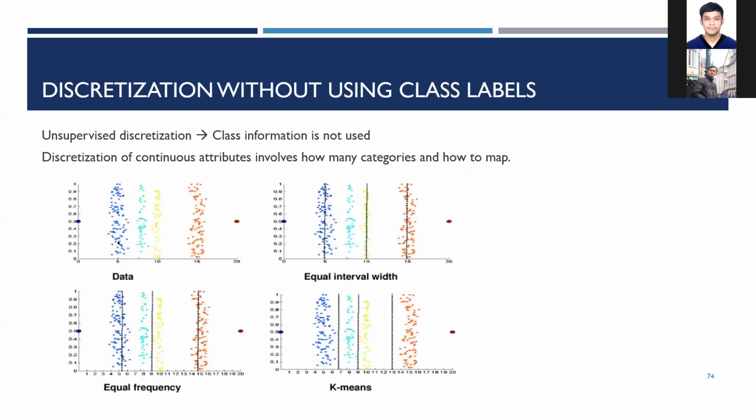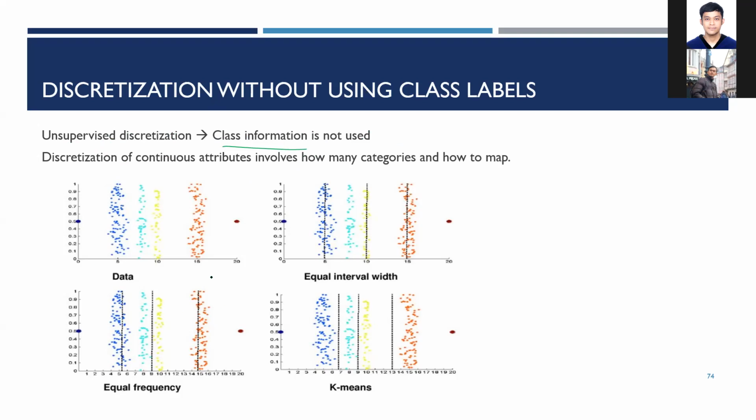And next, this one is discretization without using class labels. Unsupervised discretization. Here, although the data is supervised, in the discretization process we first ignore the class, so the class information is not used. Discretization of continuous attributes involves deciding how many categories and how to map.